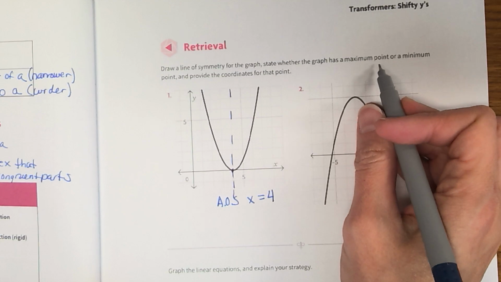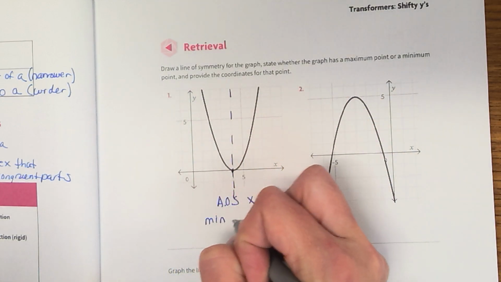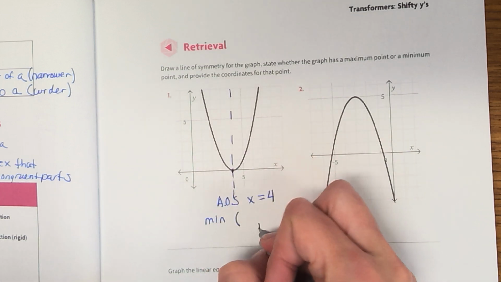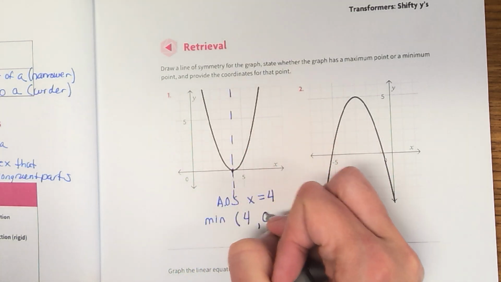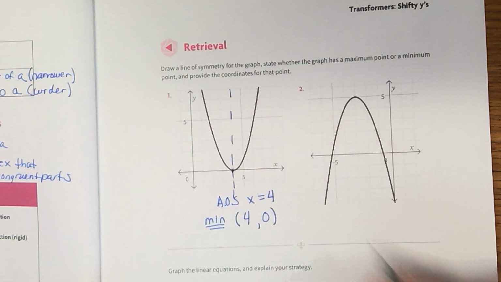Does it have a maximum or a minimum? Well, in this case, it's got a minimum point. And the minimum point is just located at the vertex. Technically, the minimum is the y value of the vertex, but the whole point here is going to be (4, 0). So the minimum value is 0, but it has a minimum point. Okay, the coordinates for that point.